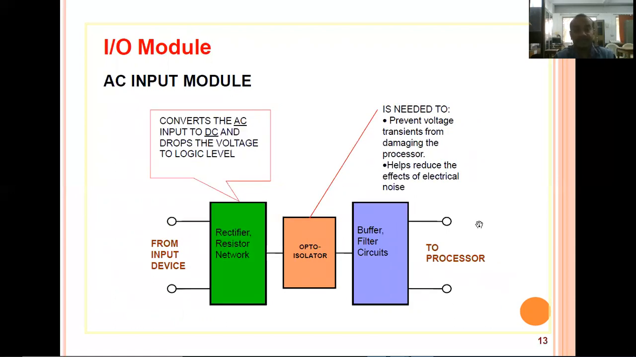Similarly, the AC input module consists of a rectifier and resistor network. It converts the AC input to DC and drops the voltage to the logic level. If the input signal coming from the field is AC, then the rectifier and the resistance network will be required at that end.